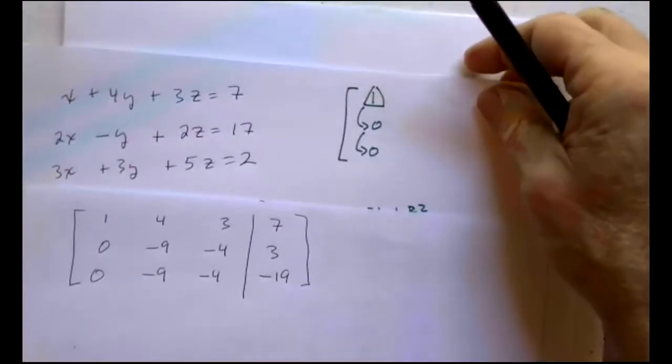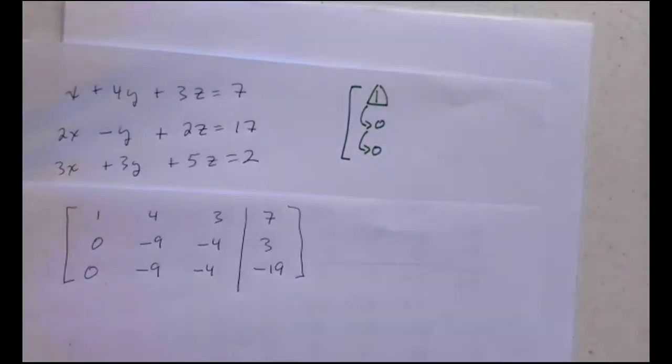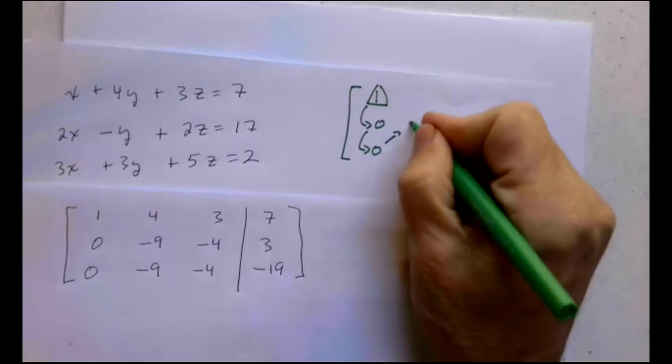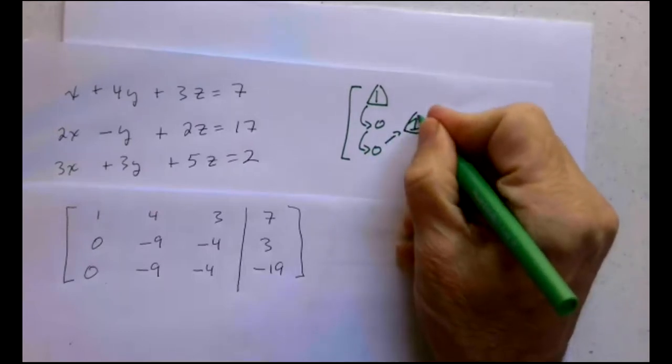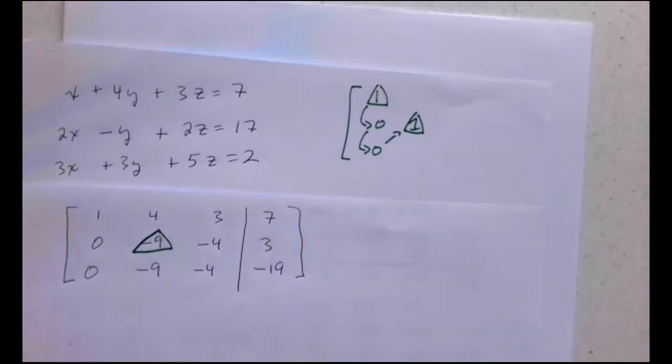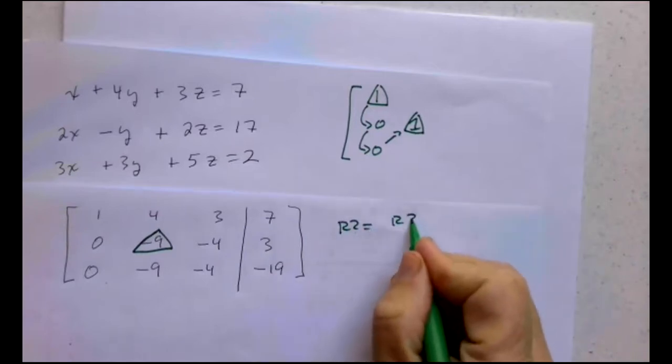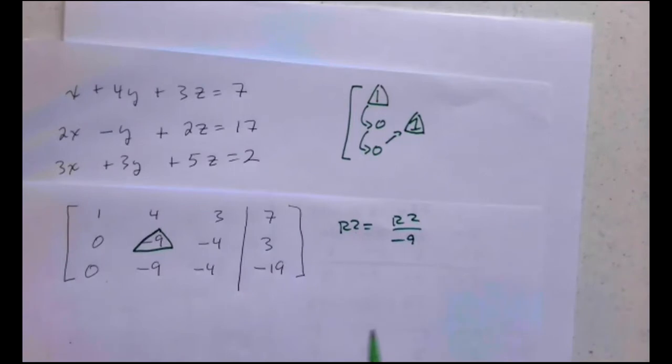Okay, well, what do I need to do next? Let's go back and look at our guide. We needed to have a 1, a 0, a 0. Then we come up here and make a new 1. This will be our new pivot. Right now, that's a -9. I would like that to be a 1. So to get that, I divide. My new row 2 is the old row 2 divided by -9.